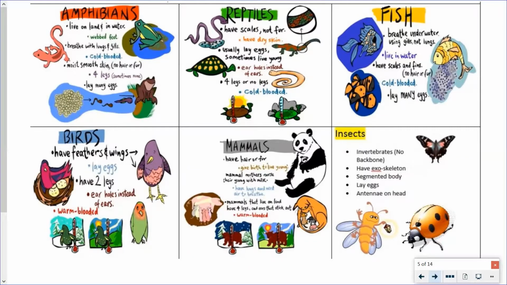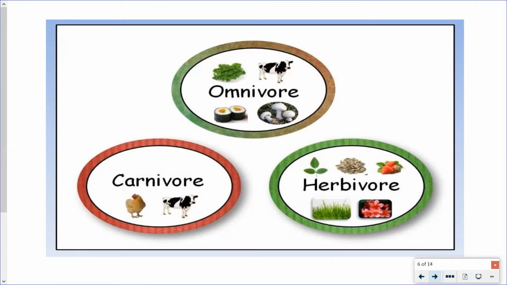Good job for remembering. Now, scientists classify animals into omnivores, carnivores, and herbivores. Can you remember what these words mean? So, what is a carnivore? Thank you for telling me. A carnivore is an animal that only eats meat. What about a herbivore? Fantastic. A herbivore is an animal that only eats plants. And what about an omnivore? Fantastic. An omnivore is an animal that eats both meat and plants. Well done. Give yourself a pat on the back for remembering.